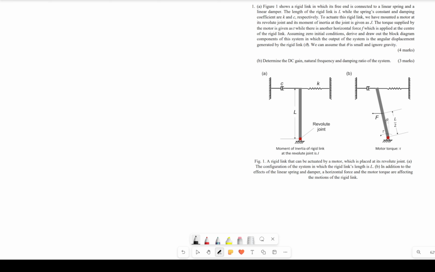Okay, so in this video, we are going to solve this problem. In this problem, in part A, we are required to derive the equation, and from this equation, we'll get the transfer function. And then we'll get the block diagram.